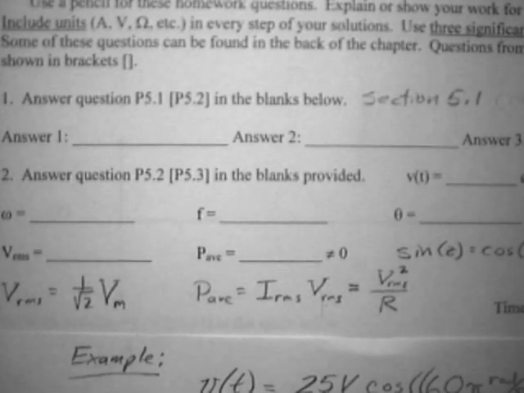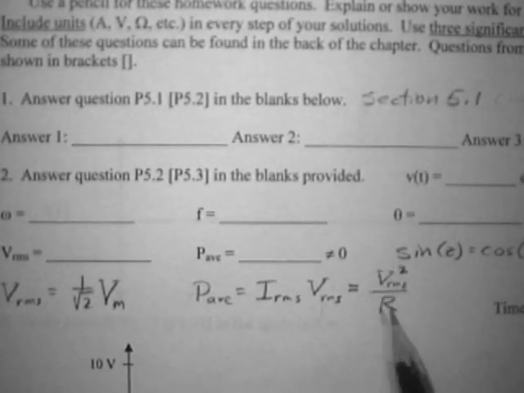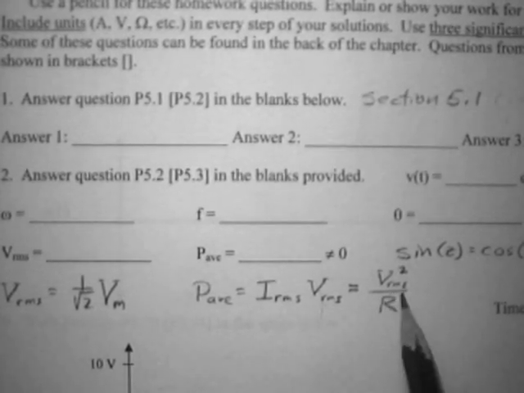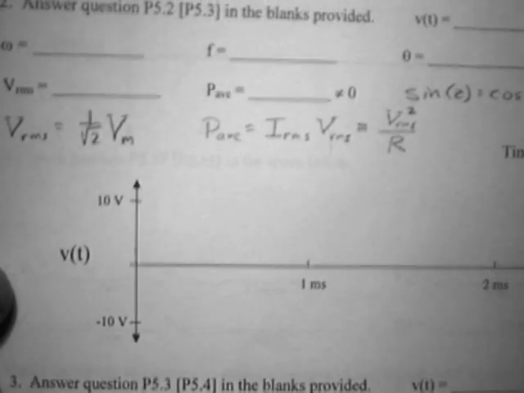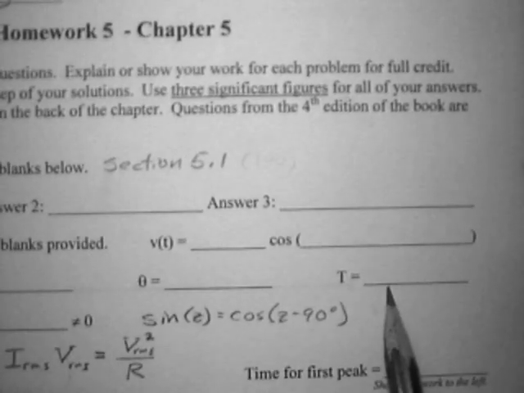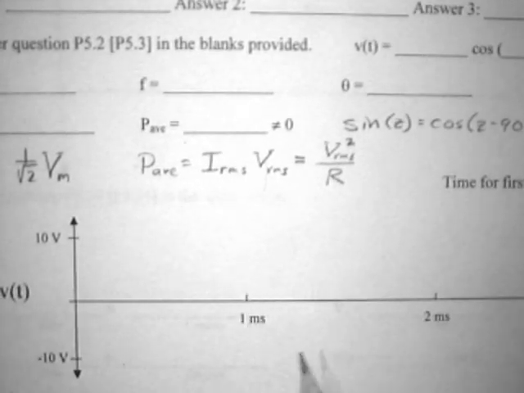And for this problem, remember that you can use Ohm's law, V is equal to IR, so that you can express this average power as the square of the RMS voltage over the resistance, and in the problem they give you the resistance. Make sure that you include this graph down here below, and you can use the capital T value that you get here to figure out what the period is of this.